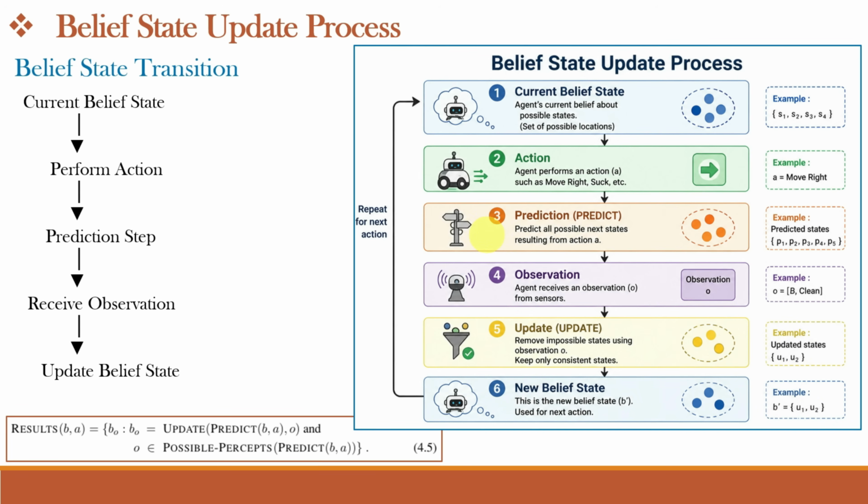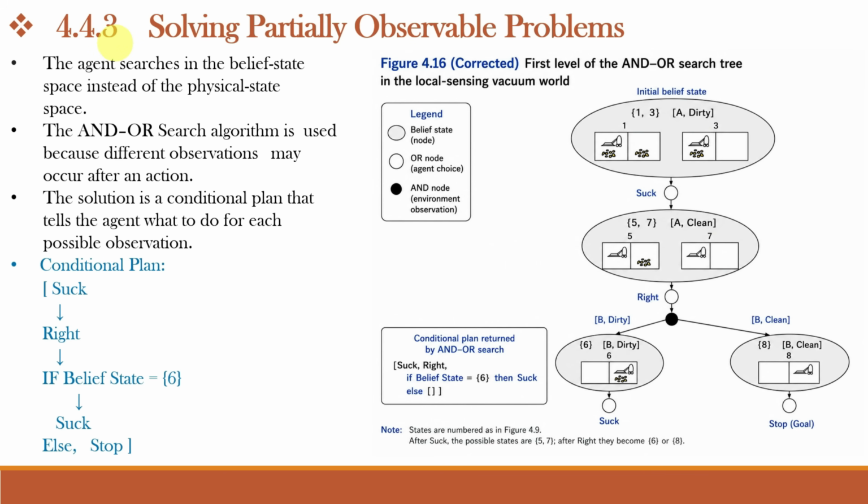So remember these 3 words: prediction, observation and update. And this equation means that the new belief state is equal to the prediction and observation O, which updates the belief state. Okay. Now let us see how an agent solves a partially observable problem. Since the agent does not know its exact physical state, it cannot use ordinary search algorithms. Instead, it searches in the belief state space. For this purpose, we use the AND-OR search algorithm. Here, the OR node represents the agent's choice of action, while the AND nodes represent all the possible observations that the environment can produce. Now let us understand this corrected figure step by step.